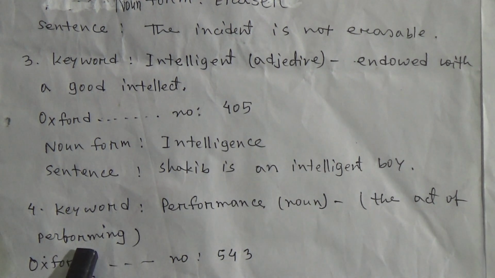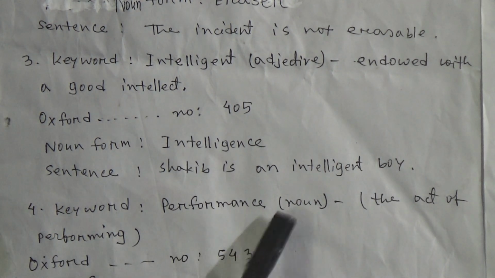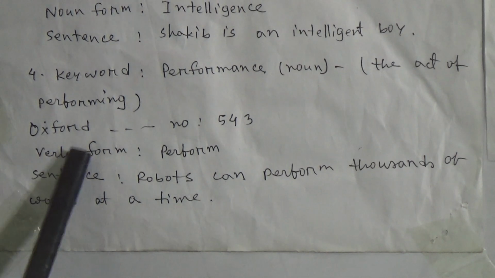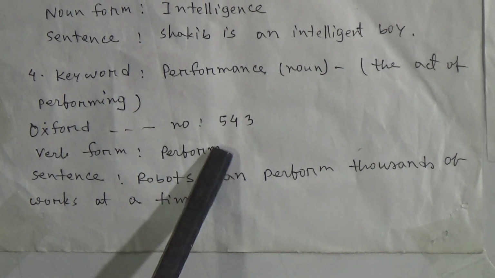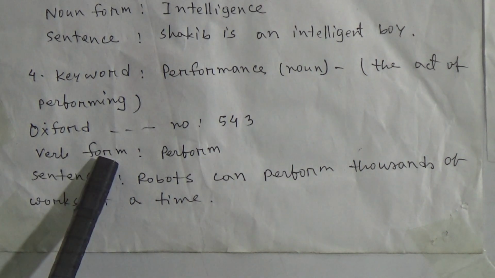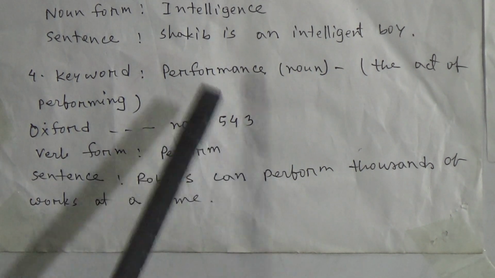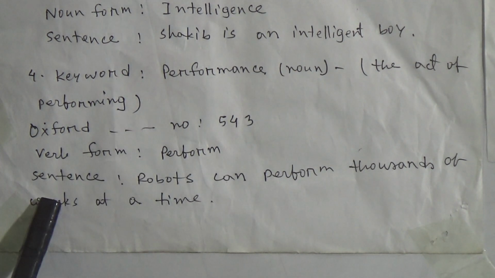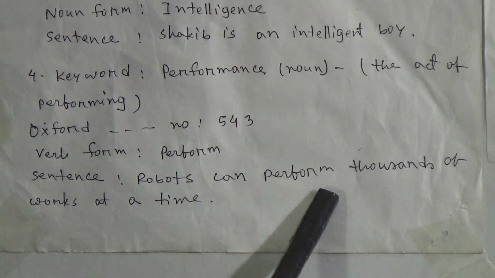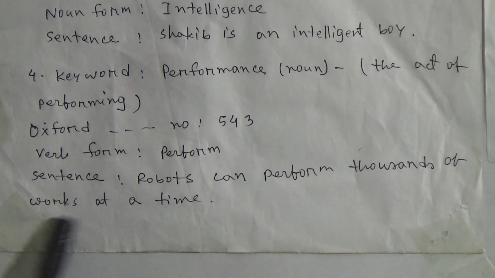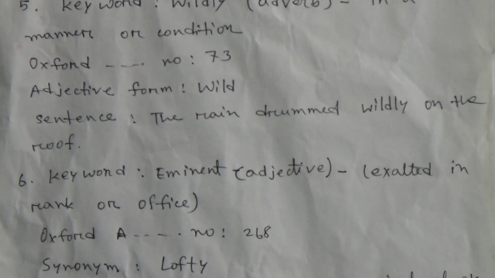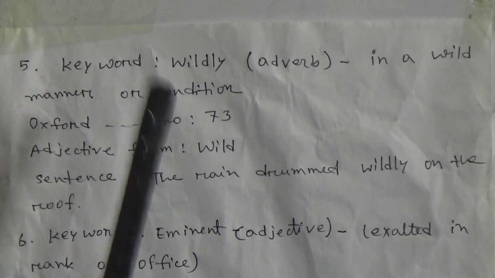Then number 4, keyword performance is a noun and its meaning is the act of performing. From the Oxford Advanced Learner's Dictionary the page number is 543, and its verb form is perform. And the sentence I have made is: Robots can perform thousands of works at a time. Then number 5, dear students, you can make any kind of sentence by using this word.